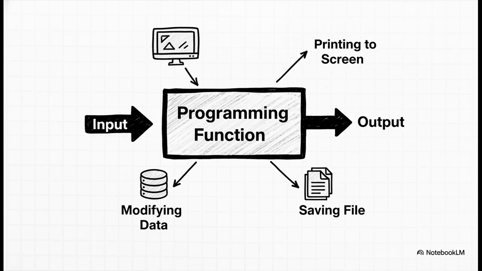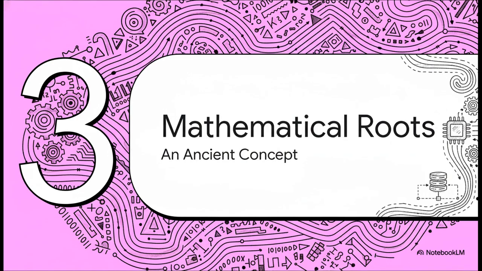And here's the other massive difference: side effects. A programming function can do more than just return a value. It can print something to your screen, save a file, or change some other variables somewhere else in the program. It's like a chef who not only cooks your meal, but also rearranges the furniture in the dining room. It's incredibly powerful for sure, but it also makes things way more complex and can be a huge source of bugs.